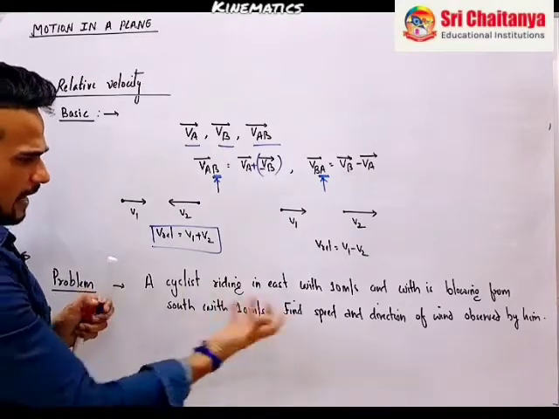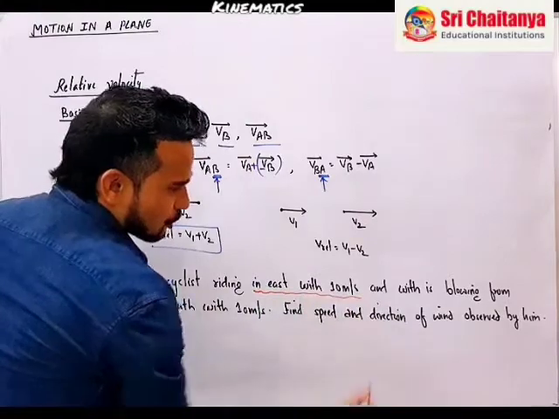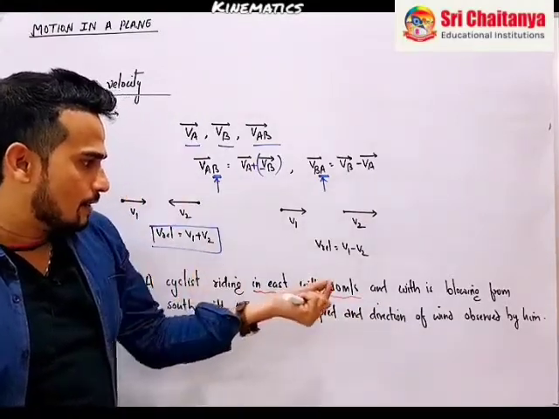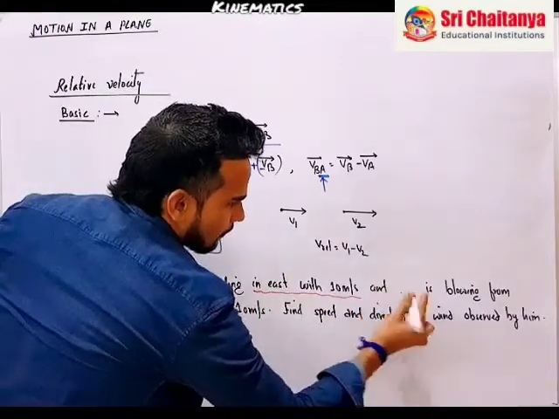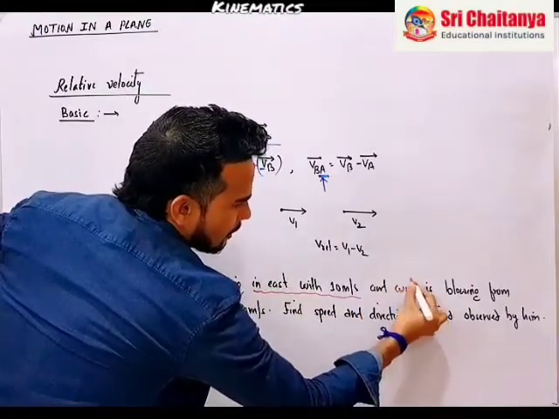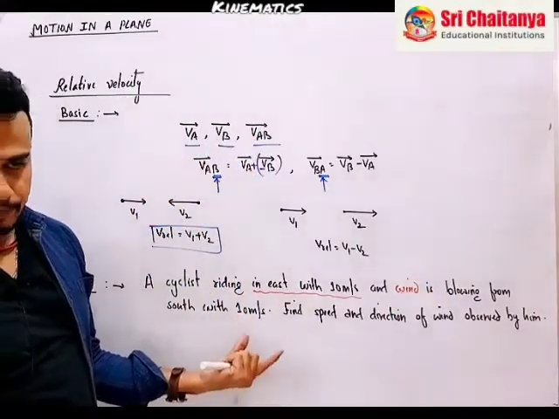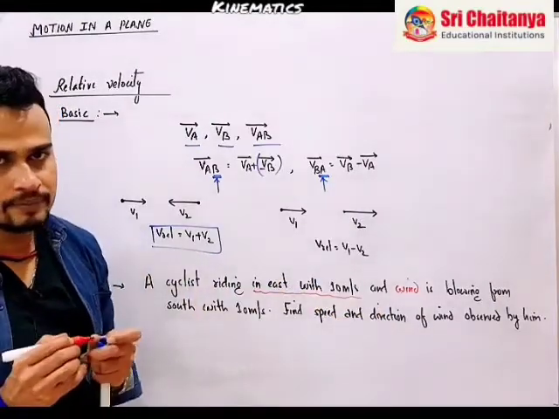They are saying there is a cyclist who is riding in the east direction with a speed of 10 meter per second, and wind is blowing from south with a speed of 10 meter per second. Find the speed and direction of wind observed by the man.